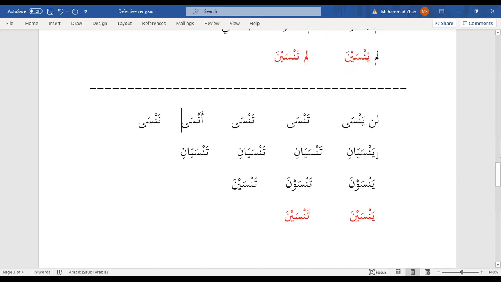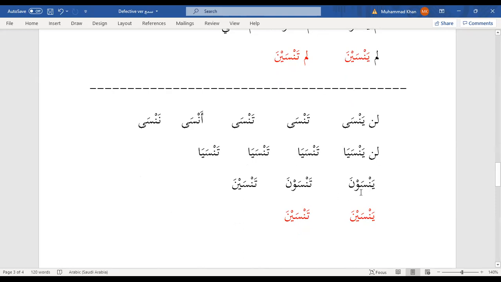Okay, when we talk about the dual, you know what happens to the dual, right? Yes, the noon gets dropped. Okay, perfect. Mashallah, now we have practiced this for a long time. And this rule is applicable to both weak letters and the salim, the ones that don't have weak letters, all of them. This change will take place over there.